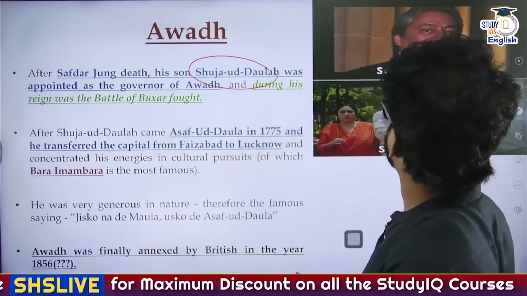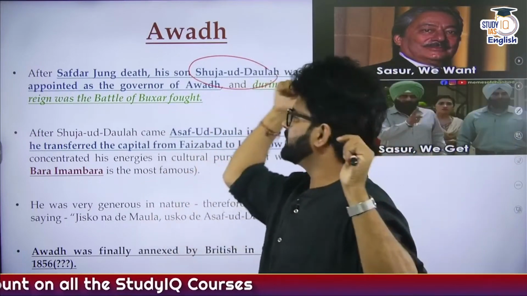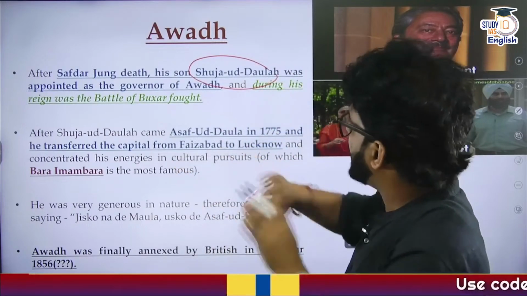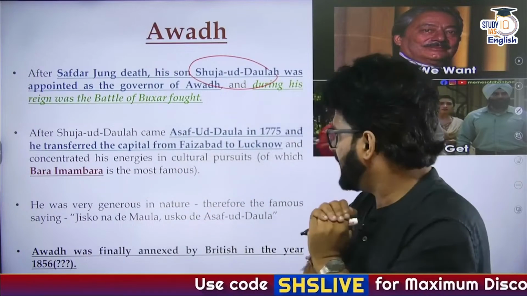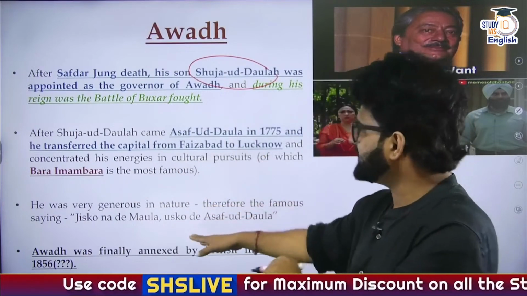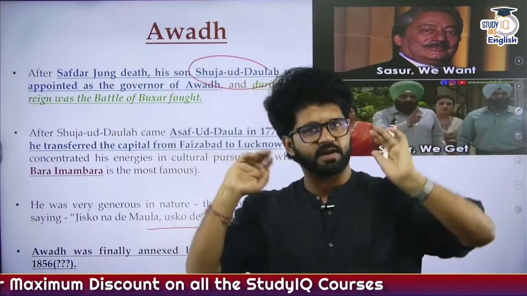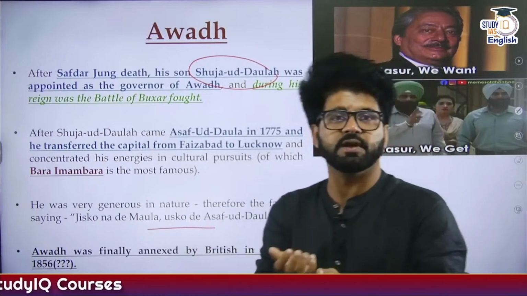During his reign, the Battle of Buxar was fought. Sassur we are talking about. And this meme is about Safdar and Saadat Khan. Fine. So after Shuja-ud-Daula died, Asaf-ud-Daula came and he made this Bada Imambara, and it is about him only. It is said, "Jisko na de Maula, usko de Asaf-ud-Daula." That means even if God is not giving you, you will be given things by Asaf-ud-Daula. He was that generous in nature.